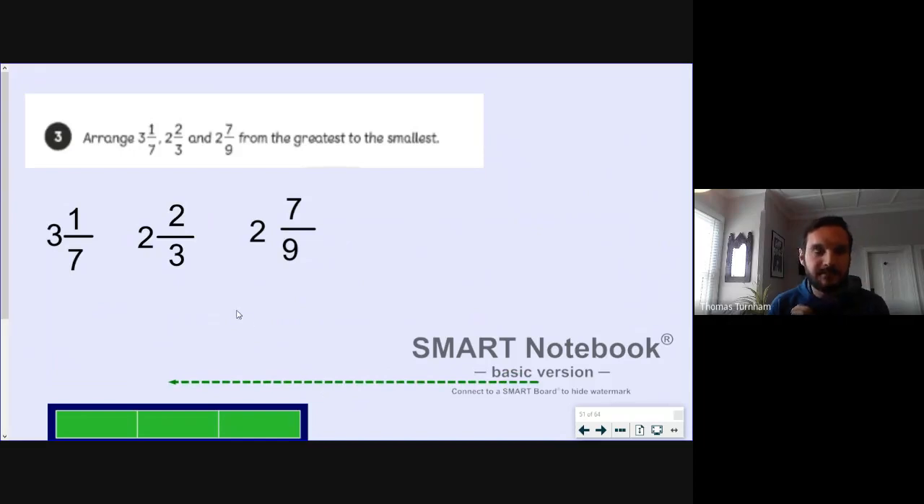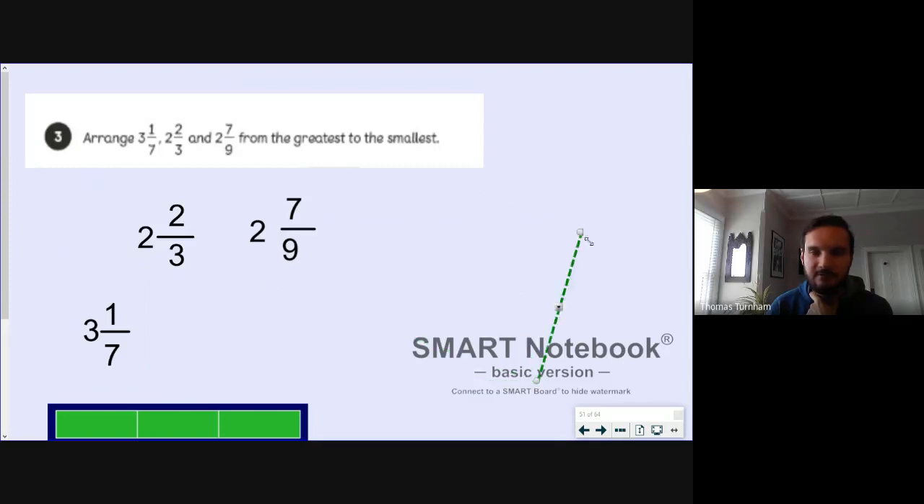Okay, let's get rid of that arrow. So, what do we know already? We know one of our fractions has 3 wholes. One of them has 2 wholes. One of them has 2 wholes. That means my 3 wholes is going to have to be greatest. I just realized my arrow is the wrong way around. No, it wasn't. Ignore me. It was the right way around. There's my greatest. So which is going to be my smallest?